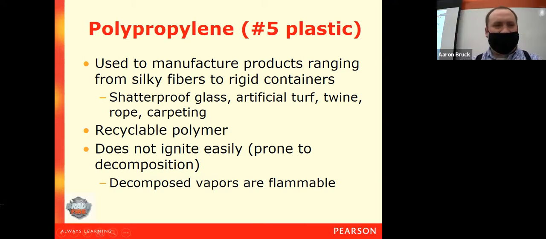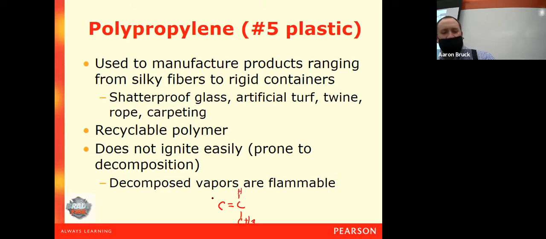Polypropylene, number 5 plastic, is another very common one. The starting material for this one is where we have the other CH3 group hanging off of the end. Polypropylene is very versatile. We can see it used in a variety of products, some of which will give us kind of the silky fibers. Some of them will give us rigid containers.